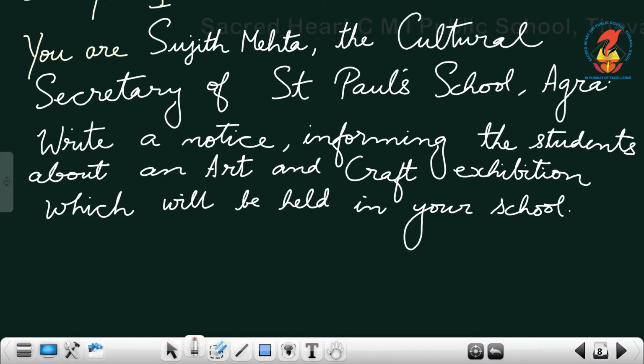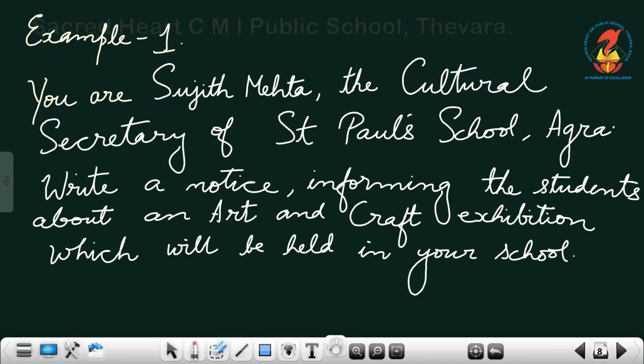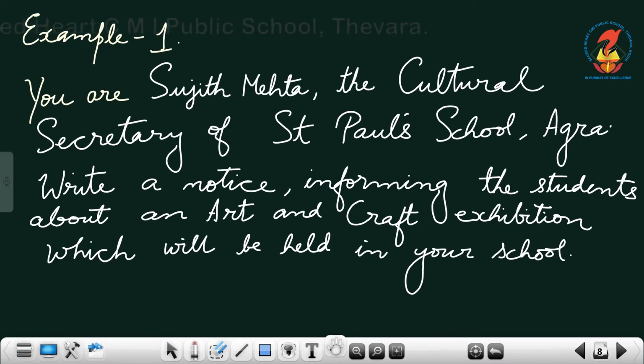Now I will give you one example. Let's see one example. You are Sujit Mehta. Name is mentioned. Sujit Mehta, the Cultural Secretary of St. Paul's School. The Cultural Secretary. Your designation is given, name is given, name of the organization is given as St. Paul's School, Agra. Write a notice informing the students about an art and craft exhibition, which will be held in your school.